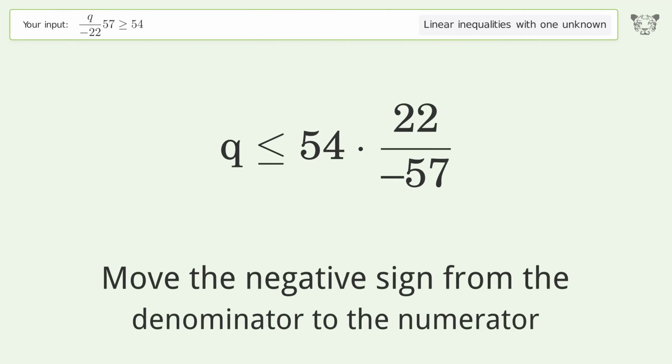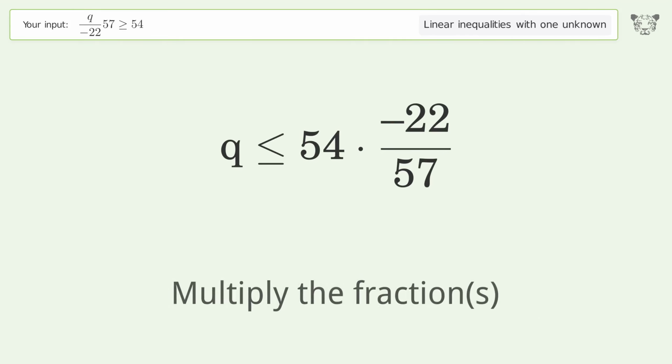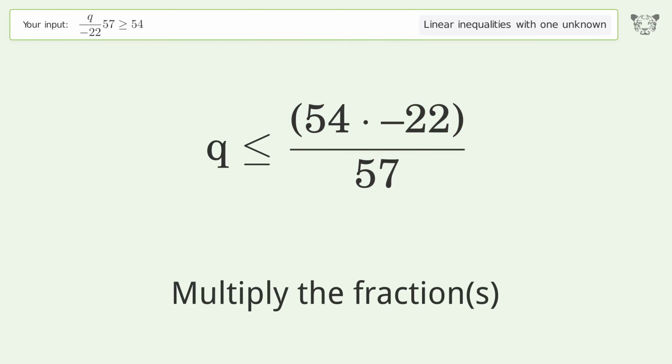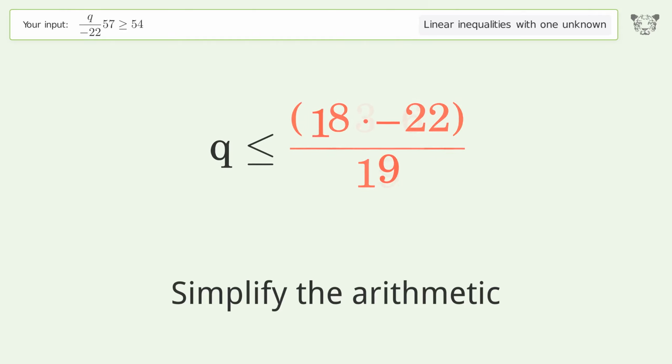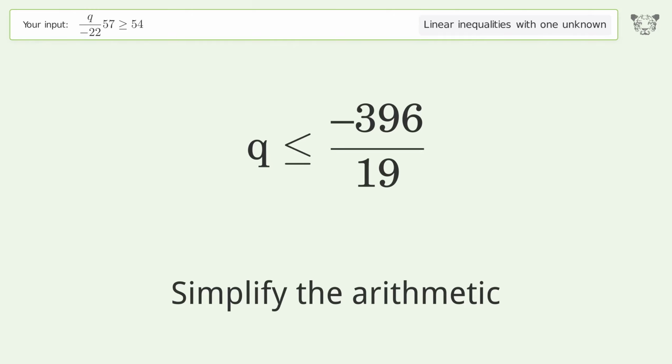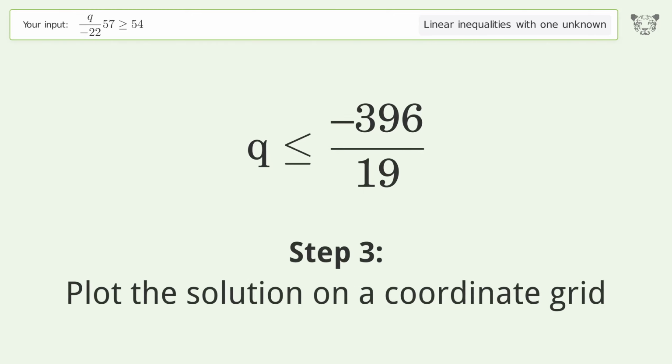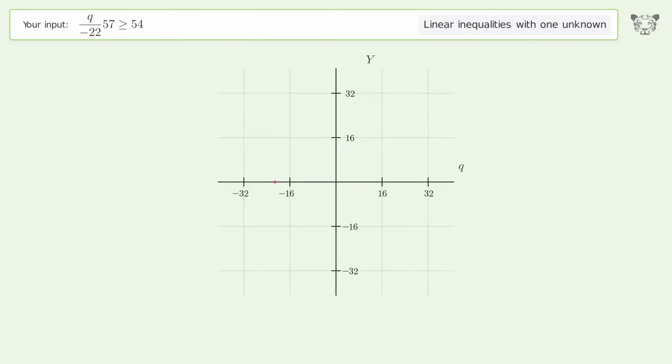Move the negative sign from the denominator to the numerator. Multiply the fractions. Simplify the arithmetic. Plot the solution on a coordinate grid. And so the final result is q ≤ -396/19 ≤ -2016/19.